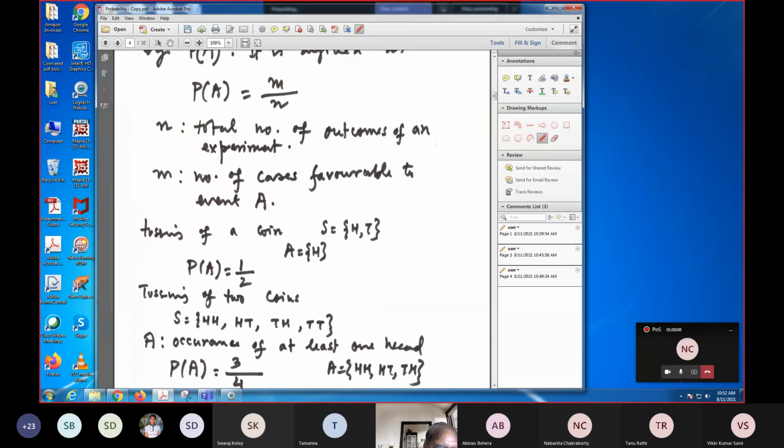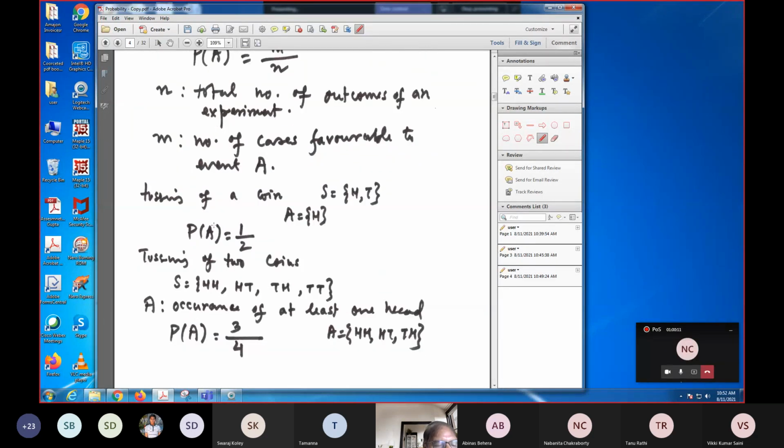Let us take a simple example. Tossing a coin, we have a sample space, head and tail. If I define an elementary event, or simple event, which consists of a single element H, what is the probability of occurrence of head, which I have indicated by A? The probability of A will be, in the denominator, there are two outcomes, so 2, and in the numerator 1, so 1 by 2.